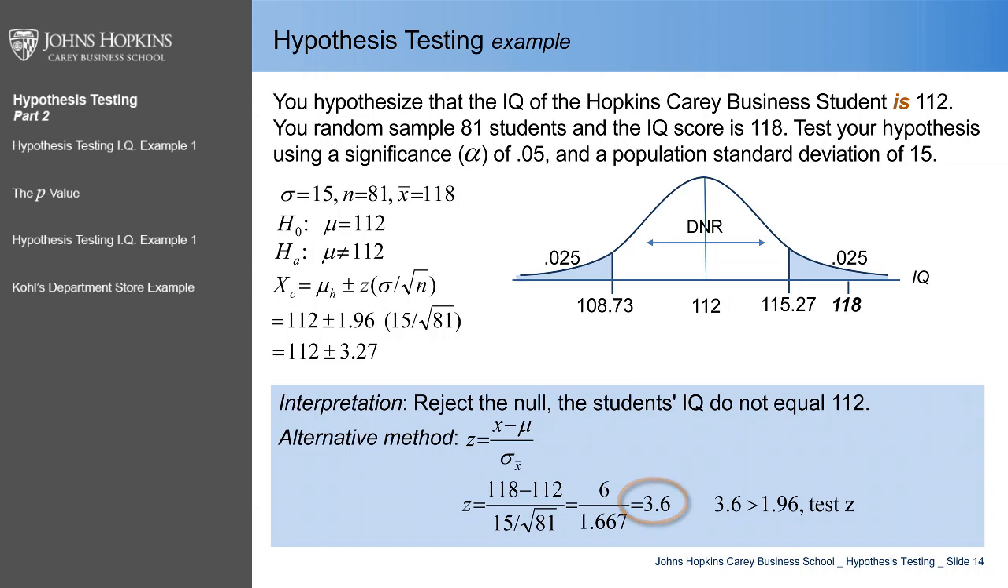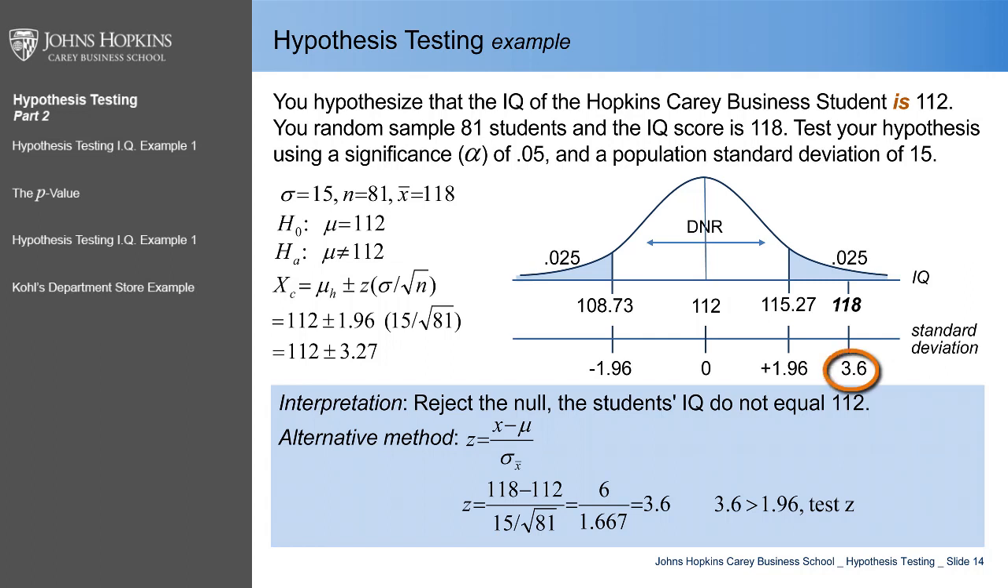Now if we put in this second axis with the standard deviation, remember we're saying that our test statistic is plus and minus 1.96, and now we've calculated our sample mean to be 3.6 standard deviations from the mean, and 3.6 is greater than our test statistic of 1.96. So again, it's telling us that we reject the null hypothesis.